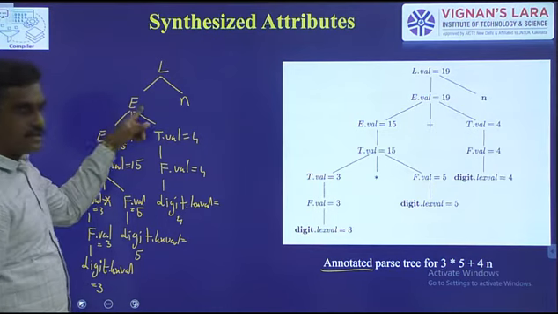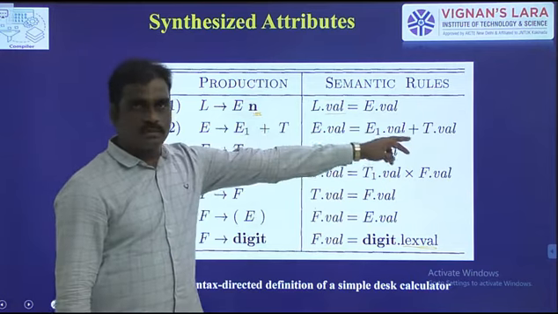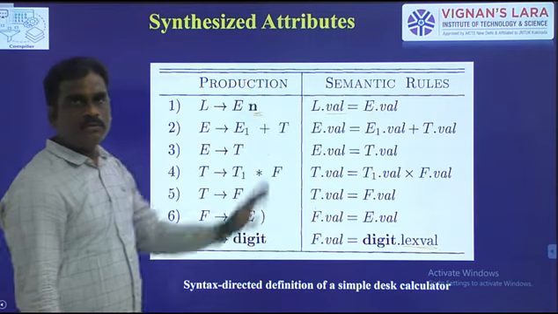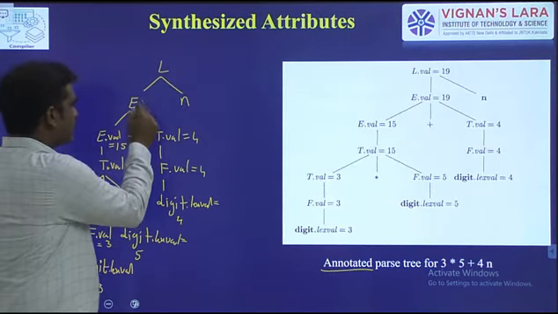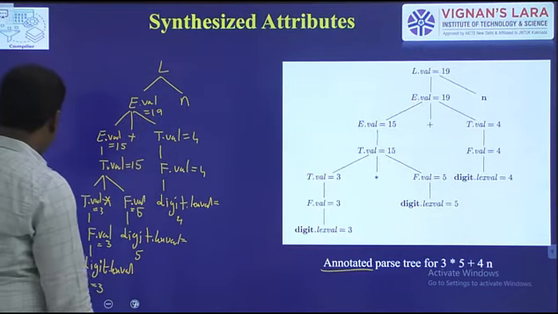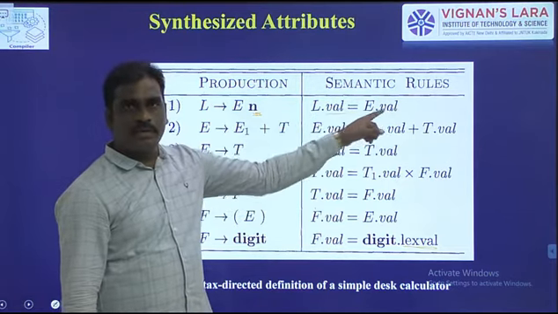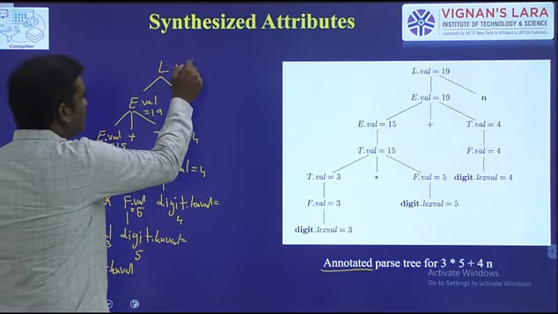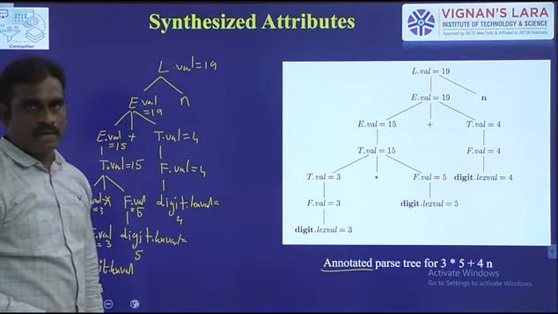Next one, how to get this value? E to E plus T. So E.value equal to addition of E.value and T.value. That means 15 plus 4, so this value is 19. And then L to E n, L.value equal to E.value, that is 19. n means it displays the value 19.